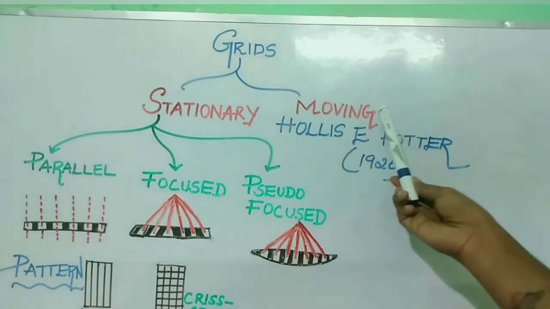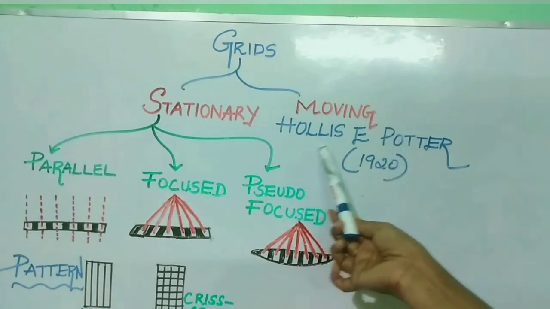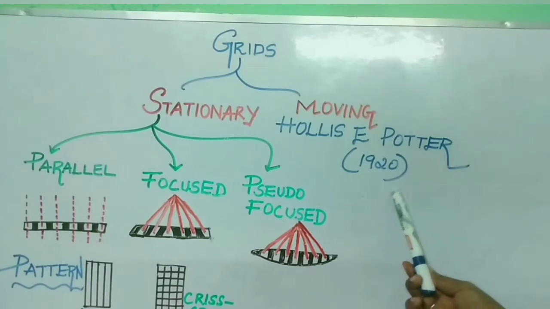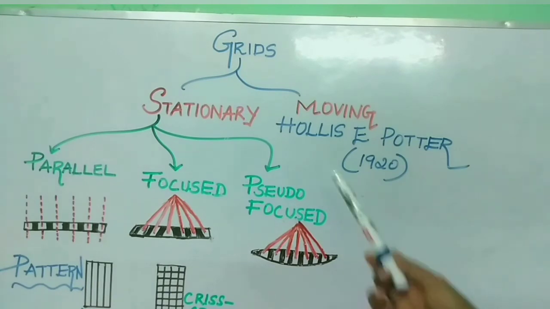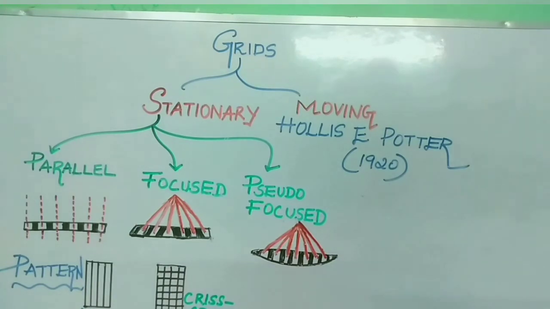Next is the moving grid. This grid was invented by Hollis E. Potter in the year 1920, and is also known as the Potter-Bucky grid. Here grids are moved to blur out the shadow cast by lead strips. Mostly they move 3 to 5 centimeters back and forth throughout the exposure. They start moving when the anode begins to rotate. The advantage of this grid is that it eliminates grid lines. Disadvantages include that it is costly. Because it moves slowly, it increases the patient's radiation dose.